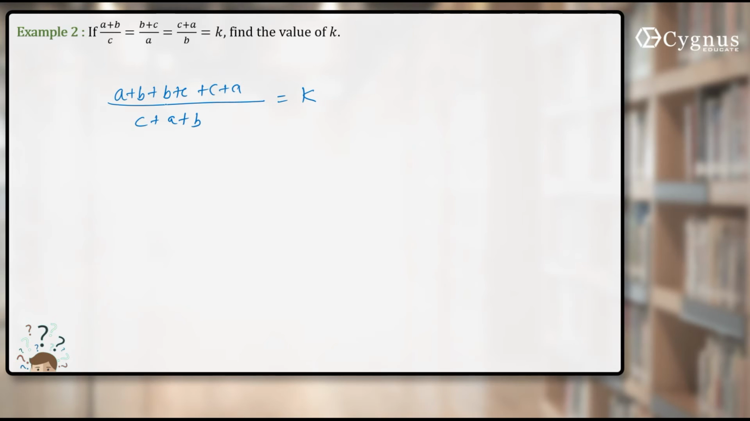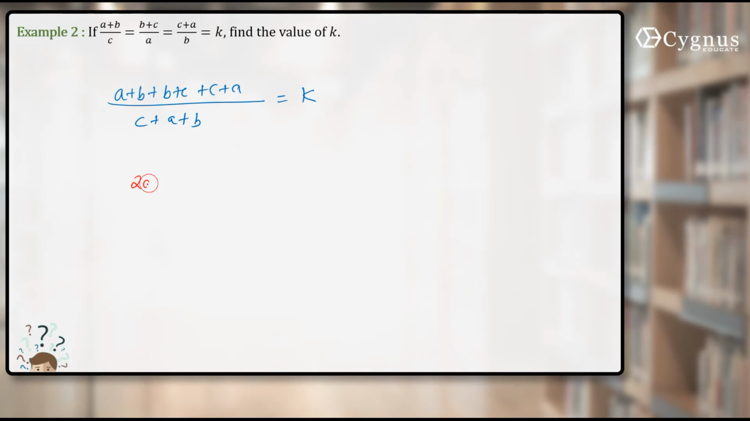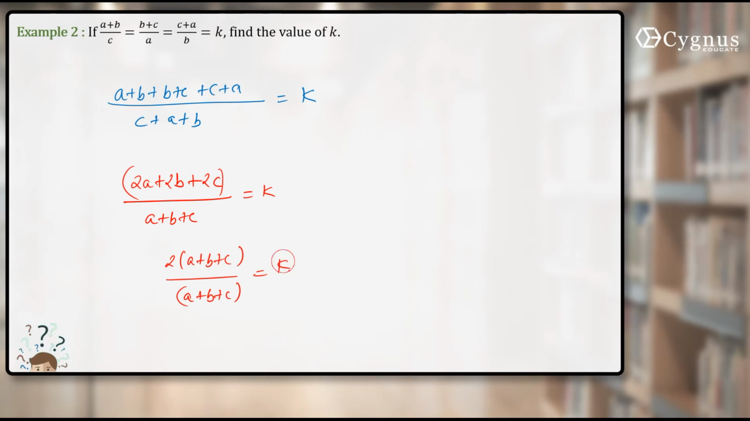K. Now if you look at the numerator carefully, what do you get here? You get twice of a, twice of b, plus twice of c, divided by (a plus b plus c) is equal to k. Yes or no? If you take 2 common from the numerator, you'll be left with 2 times (a plus b plus c) by (a plus b plus c). So you can easily say that the value of k would be what? 2.